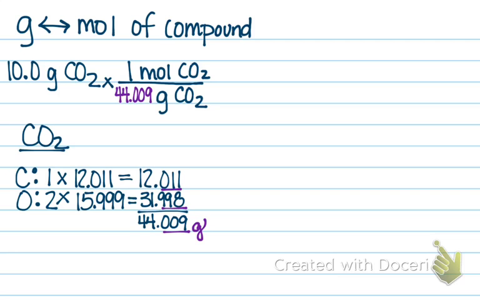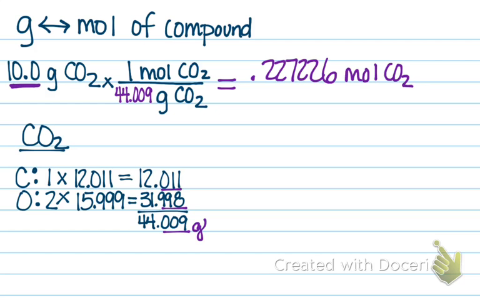So now this is a straight division problem. I'm going to take 10 and divide it by 44.009, and I get a calculator answer of 0.227226 moles of CO2. But that's the calculator answer. My given, the original, was 3, so I can only have 3 in my answer. So 1, 2, 3, look next door to 2, so 0.227 moles of CO2.